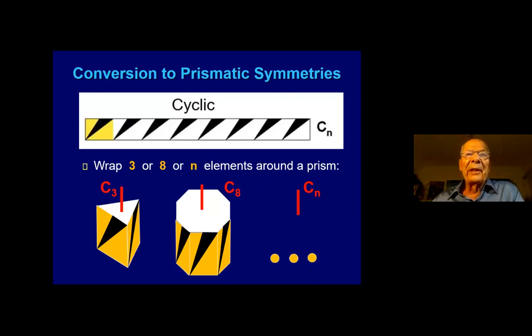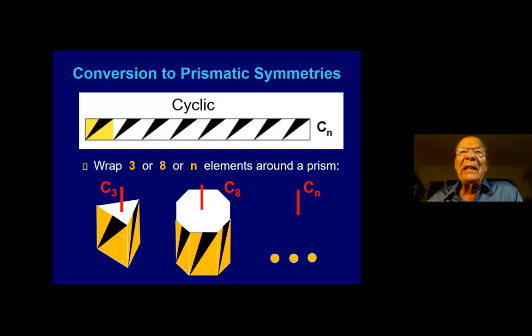Okay, illustrating this here, I start with the cyclic frieze pattern Cn, and at the bottom, I show you how we can wind it around a 3-sided prism or around an 8-sided prism or any other number n of units around maybe a cylinder. And we then get an object with either a C sub 3 or a C sub 8 or a C sub n symmetry with one corresponding rotational symmetry axis shown in red.